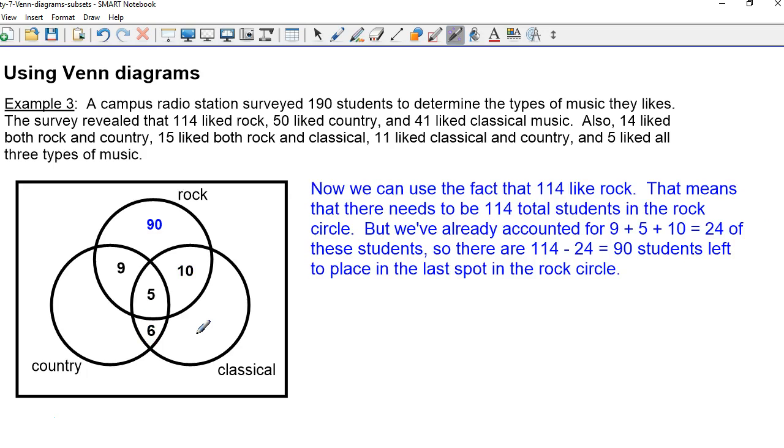Now we can use the fact that 114 total liked rock. That means there needs to be 114 total students in the rock circle. But we've already accounted for 9, 5, and 10, which is a total of 24 of those. So if I take 24 and subtract it from 114, there's 90 students left, and the only place they can be is in this portion, in the rock circle, in the place where we haven't already accounted for that. And we can use a similar reasoning with the 50 people who liked country to subtract off these parts in here to fill this in.